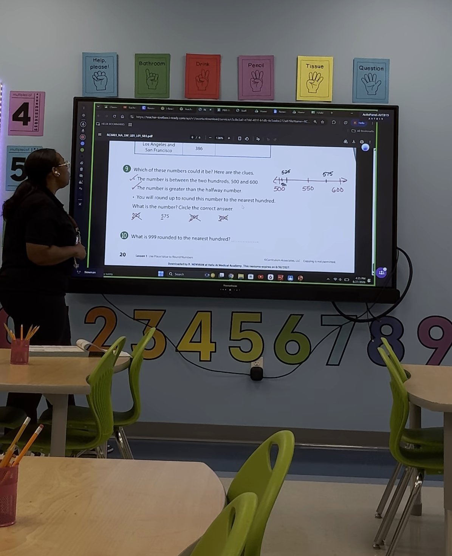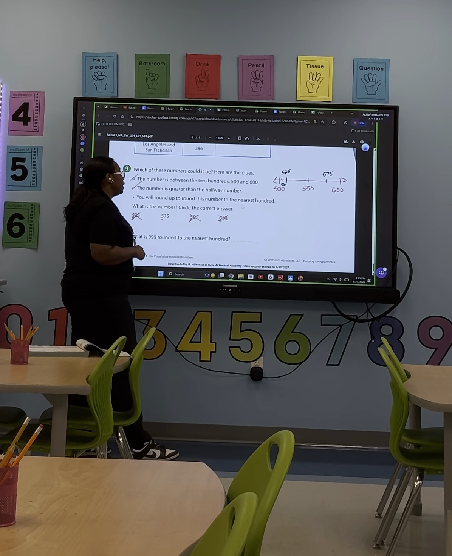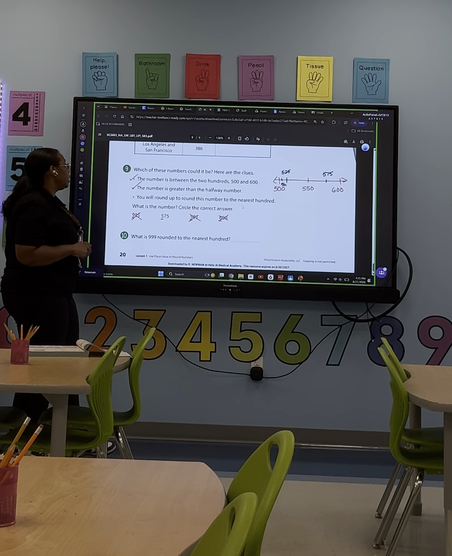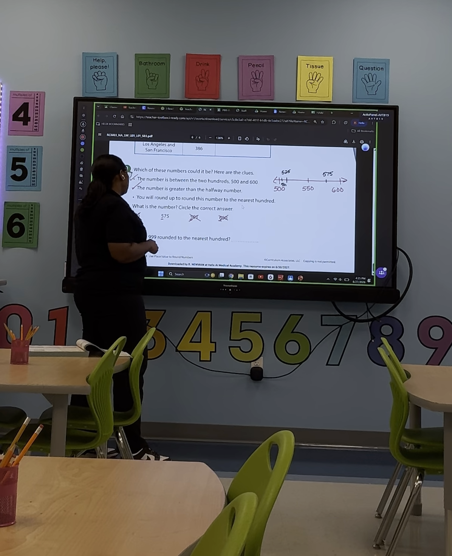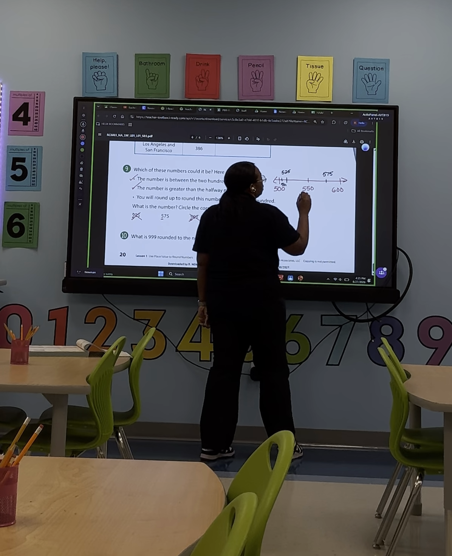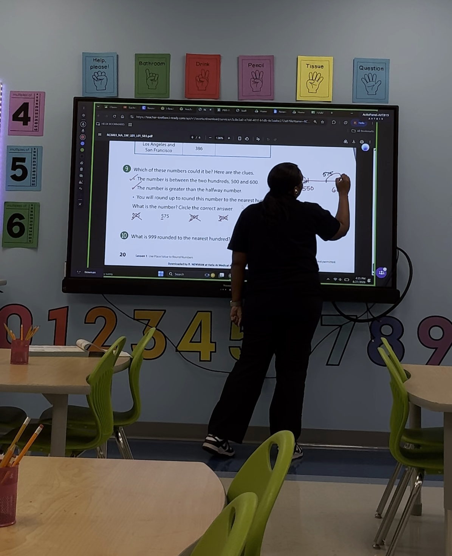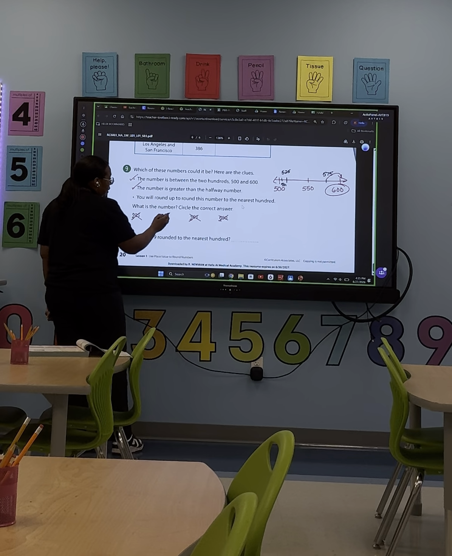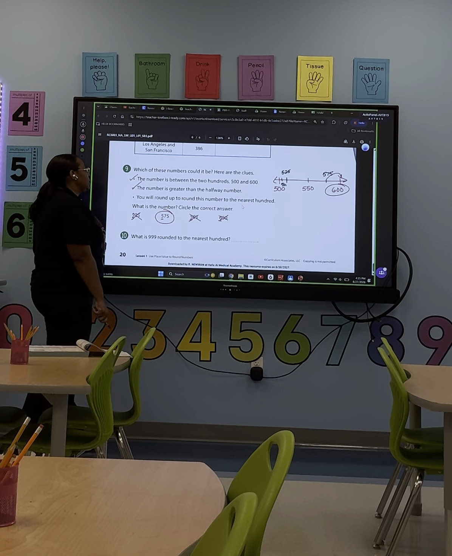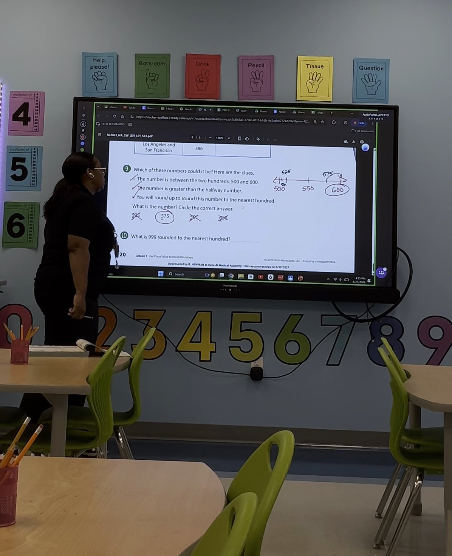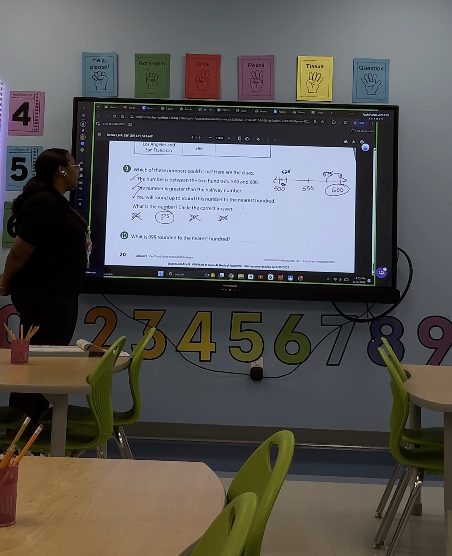It says, you will round up to round this number to the nearest 100. So let's round up to round this number to the nearest hundred. So if I round this up, the nearest hundred is 600, and this is our final number. It says, what is the number? Circle the answer. That is 575, and we just did that clue. And that is going to be it for number 9.